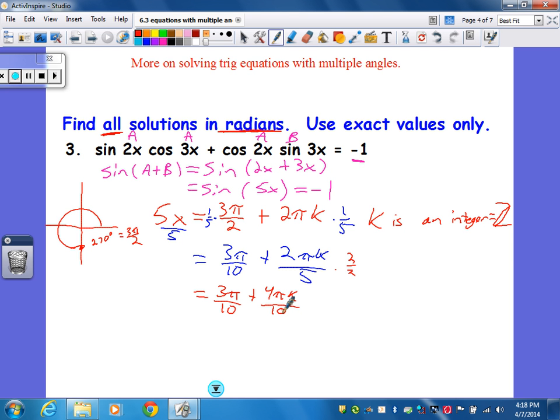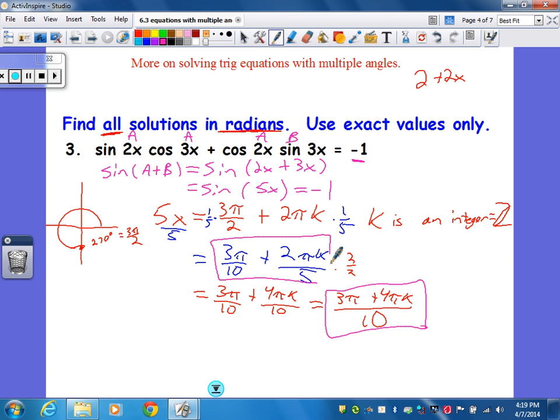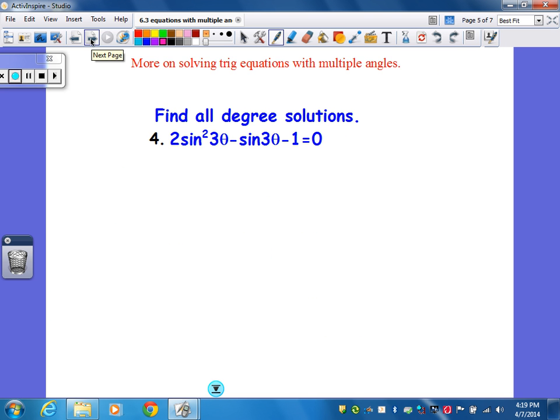And then when you get here, because you have this k back here, that's just like saying 2 plus 2x. We can't do anything because we don't have like terms here. So really this is just 3 pi plus 4 pi k all over 10. For your answer, I would be happy with this or this. Either way, I'll take that answer. Okay, so let's go to the next one. Keep everything moving so we can get you guys doing whatever else you want to do.